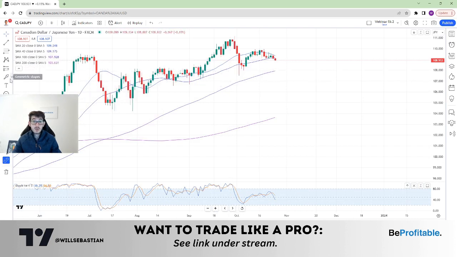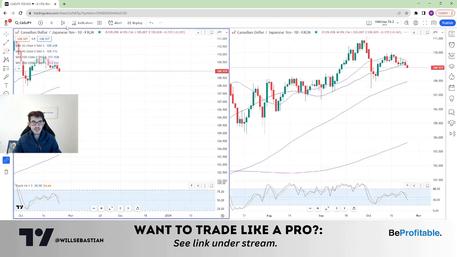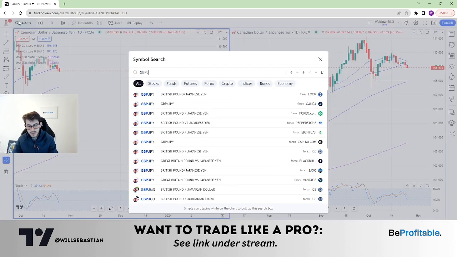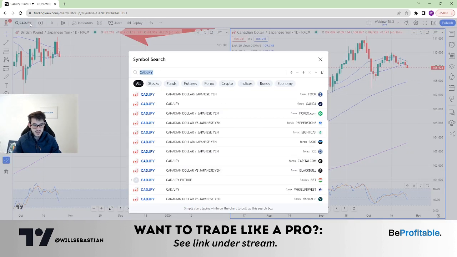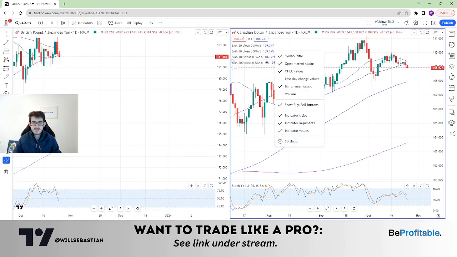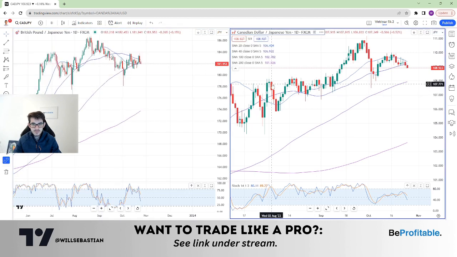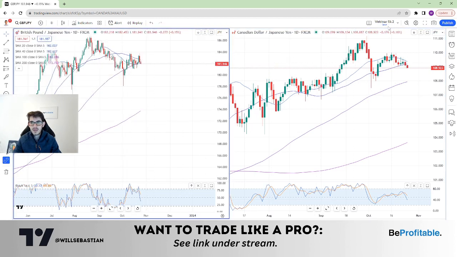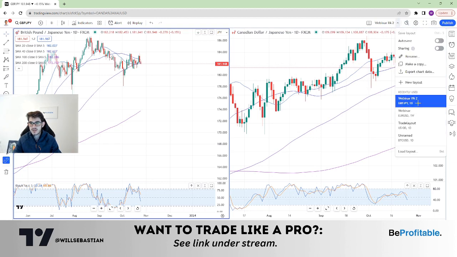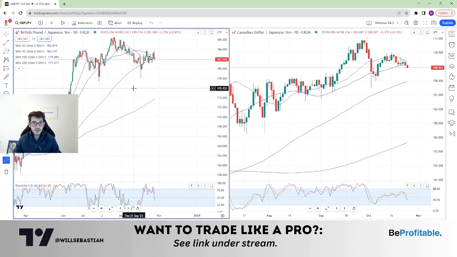So firstly, what I can do is get both the pairs, can't I? I can get pound yen here, and I can get CAD yen here, and we can cross-examine them. But obviously they involve different currencies, okay? You can see that right here. I'm just trying to get my template up. Oh, there we are. So yeah, we've got them side by side now.